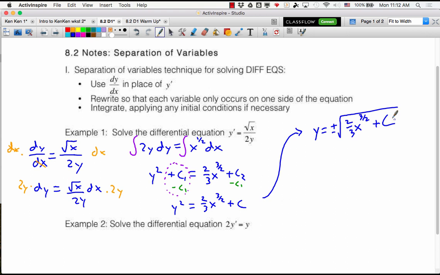Why not? Algebraically, you can't separate these in the square root of both, right? Algebraically, this square root can't be applied to this and then separately to this. So this would be the answer here: y equals plus or minus the square root of 2/3 x to the 3/2 plus c. What questions do you have on this? This is the solution. So what questions do you have?